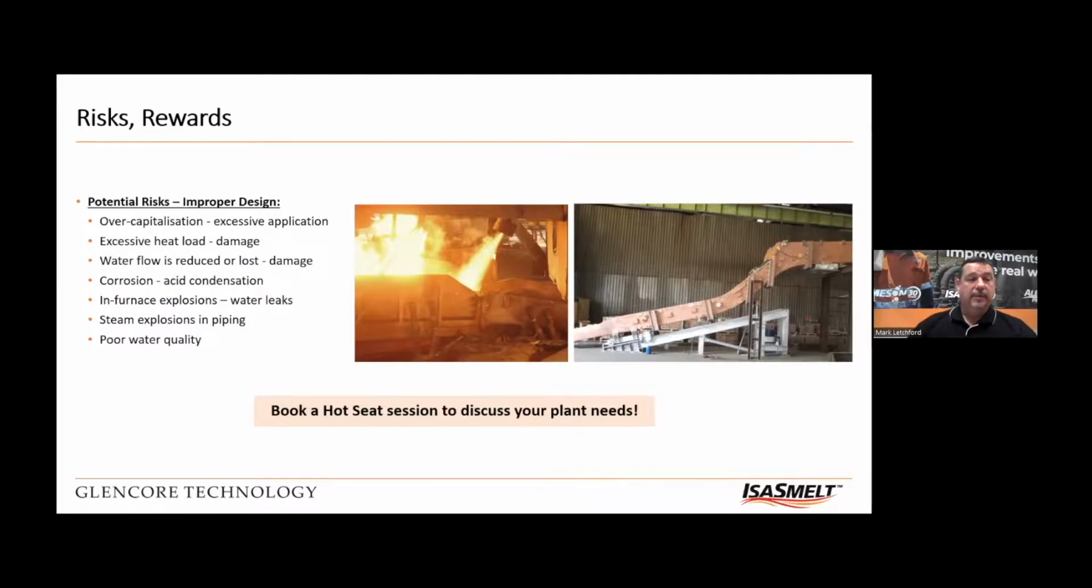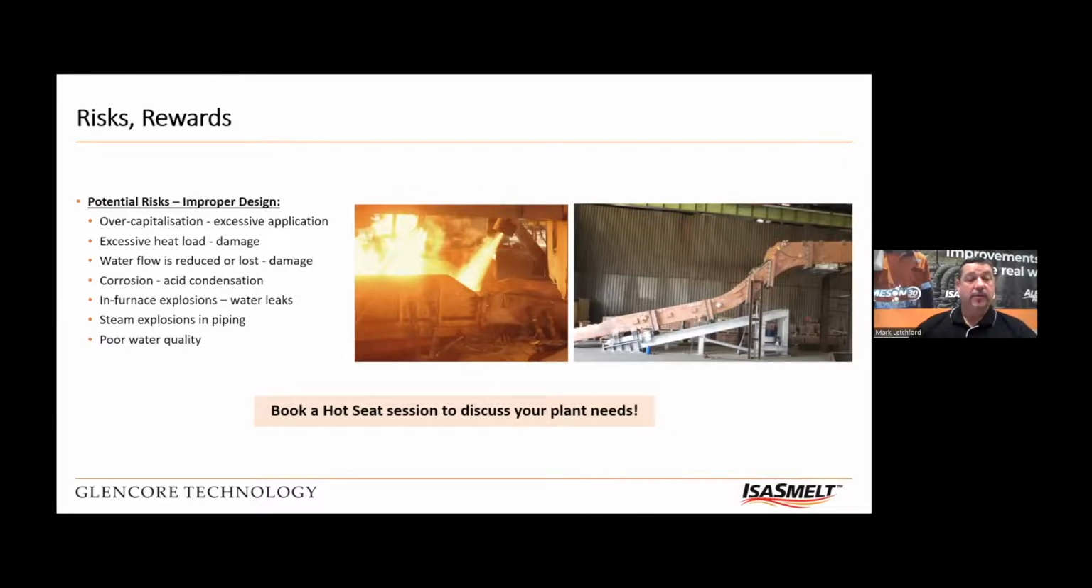You also need to be aware that to get the rewards, you need to take risks. And the way to deal with risks is to know them and to manage them properly through good design. So you want to avoid overcapitalization. You can spend way too much if you don't choose the right areas and the right way to deploy these elements.